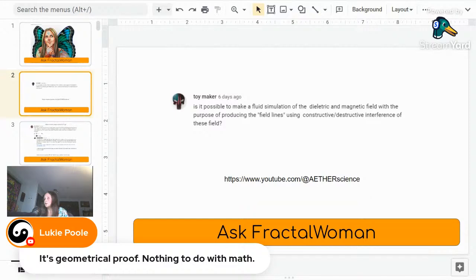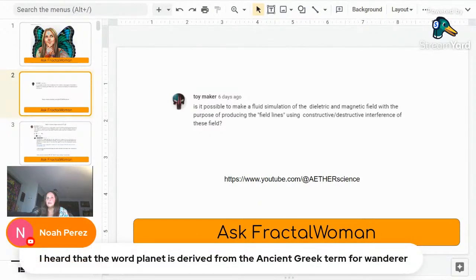Okay, so let's see. I heard that the word planet is derived from the ancient Greek term for wanderer. Okay, well, that's really interesting. I think I heard that before. Back in the day, when we thought that all the stars, and we didn't even know there were planets back then, but all the dots in the sky, including the sun, looked like they went around the Earth. And there were a handful that didn't behave, and they were referred to as wanderers.